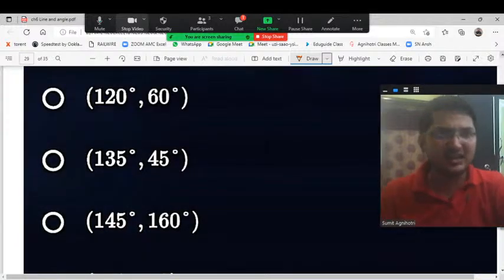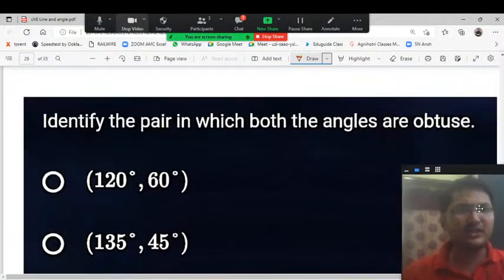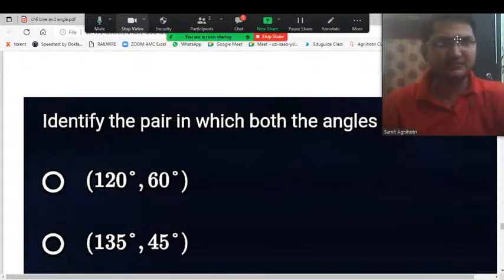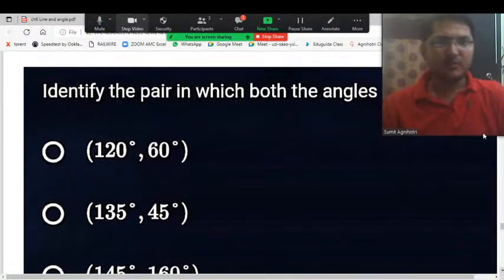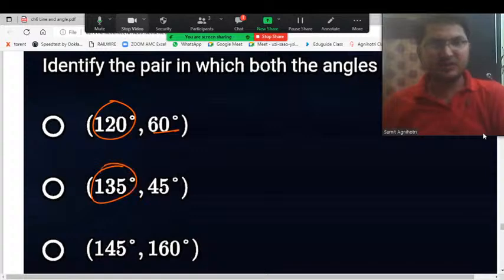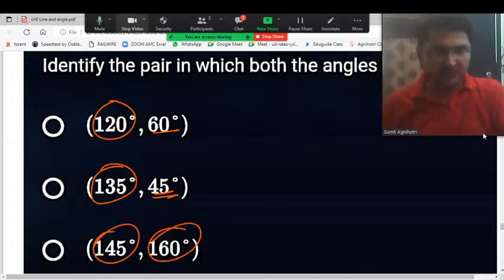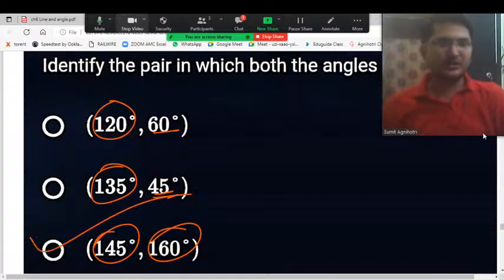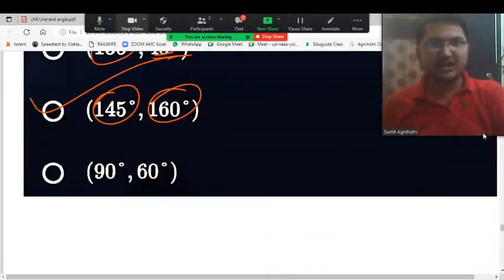Identify the pair in which both the angles are obtuse. Here this is obtuse but this is acute. This is obtuse but this is acute. This is obtuse and this is obtuse, so both angles are obtuse. Here it is right and it is acute.